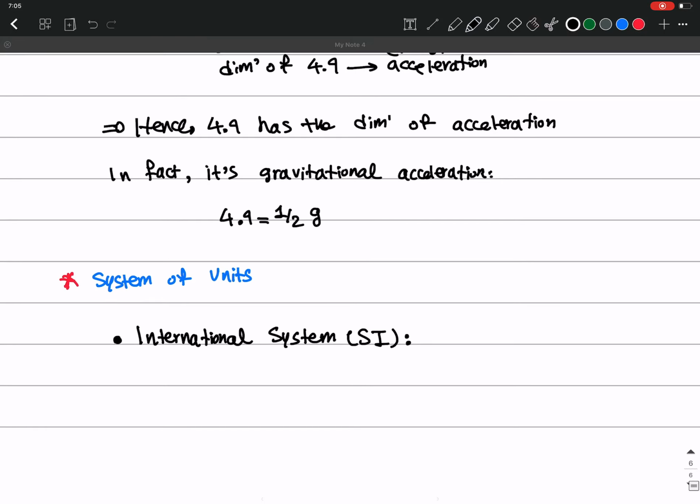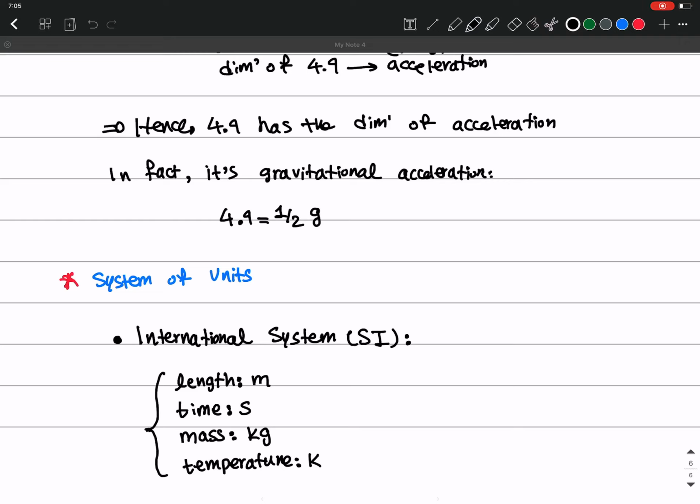And in this system, the dimension of length is meter. The dimension of time is second. The standard dimension of mass is kilogram. And the dimension of temperature is Kelvin. Okay?